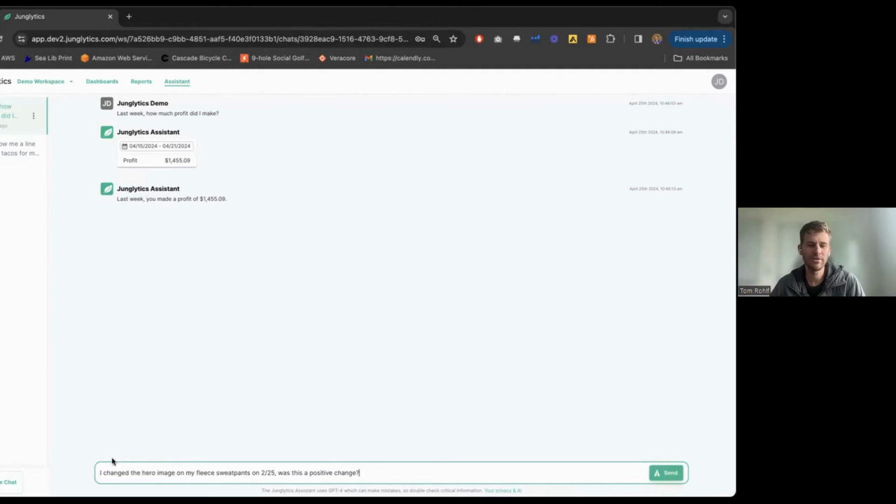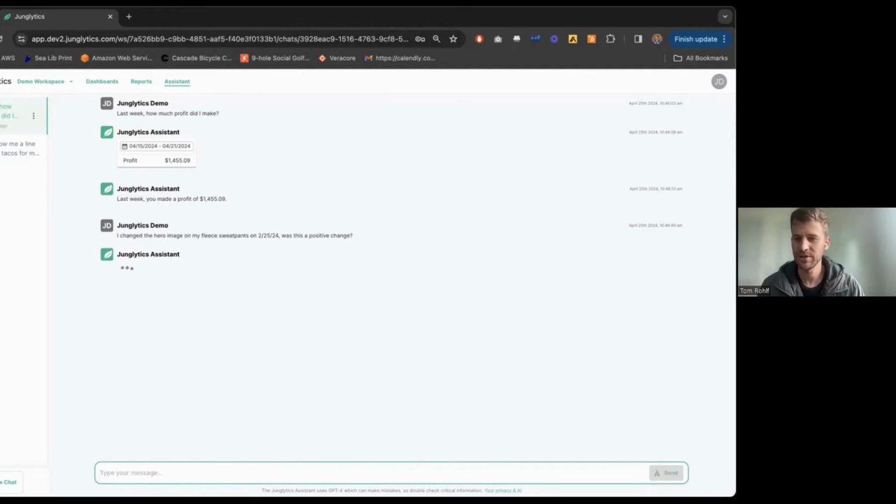I have one prepared here that I like to use because it shows the analysis. So I just pasted it in here in the chat. I changed the hero image on my fleece sweatpants on 2/25. Was this a positive change? I'm just going to add '24' so it knows the correct year.